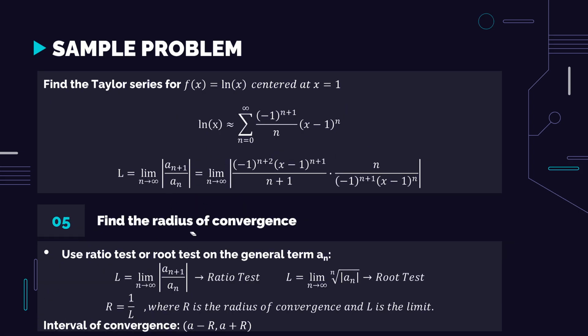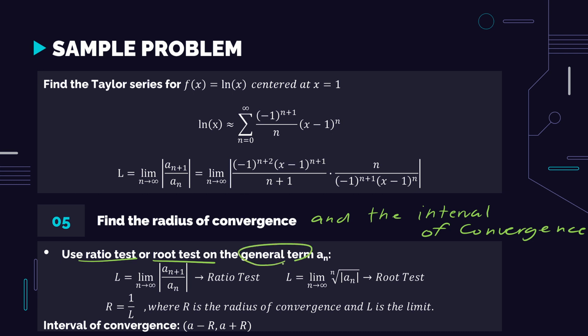For step 5, find the radius of convergence, and also, I forgot, the interval of convergence. To do that, we must use either the ratio test or the root test to evaluate the limit of our general term.